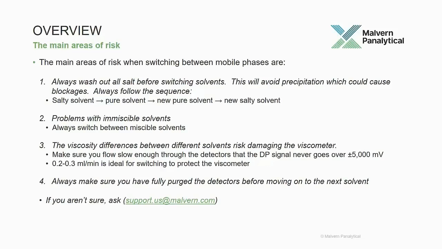Now, the viscosity difference between different solvents can put a big strain on the viscometer and can, if you're careless, cause damage to the viscometer. So make sure you flow the new solvent through the detectors slow enough that the DP signal never goes over 5,000 and that the IP signal never goes over 100. So to do this, just make sure the flow is slow. So if you run at say 0.2, 0.3 mils per minute, that'll be ideal for switching the solvent slowly and protecting the viscometer. And we'll see why in the video how big viscosity differences can put a lot of strain in the viscometer.